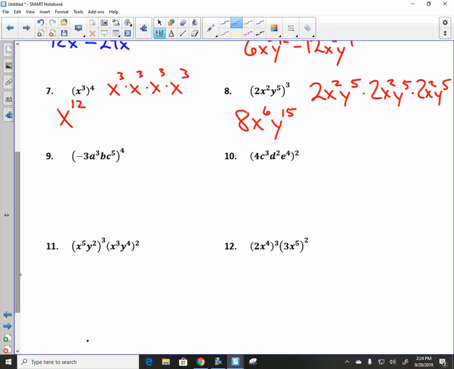See if you could try 9 and 10 on your own. Okay, you should get negative 3 to the 4th is 81. A to the 12th, B to the 4th, C to the 20th. Any question there? The number 10, you would have 16, C to the 6th, D to the 4th, E to the 8th.